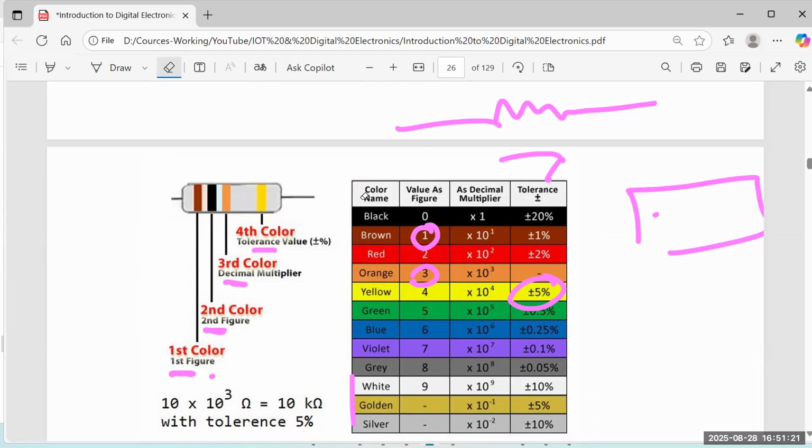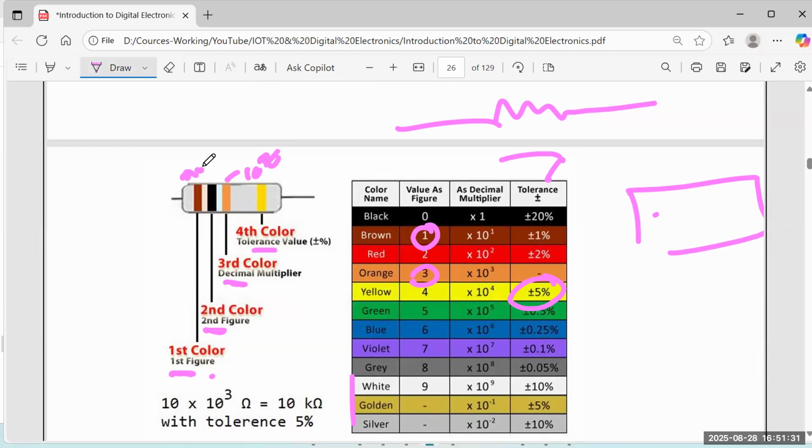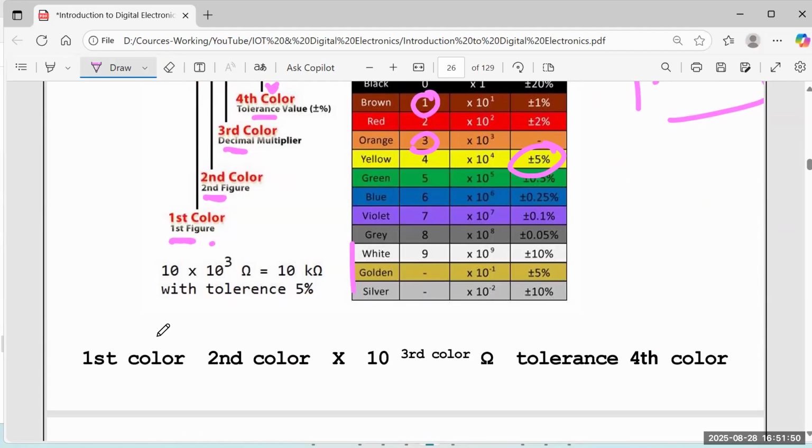But this one is a multiplier, 10 to the power. So this is basically x, this is y, xy into 10 to the power z plus or minus, say this is t. Okay. xy into 10 to the power z plus or minus t. But t you need to take from this. Is it clear? The first color, second color into 10 to the power third color, tolerance is the fourth color. That is plus or minus the tolerance.